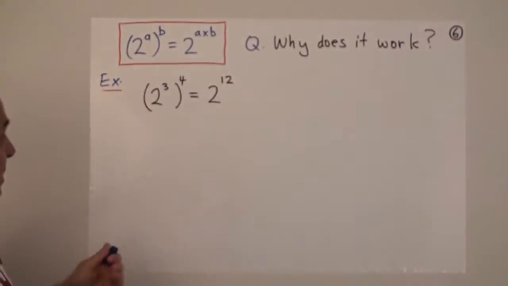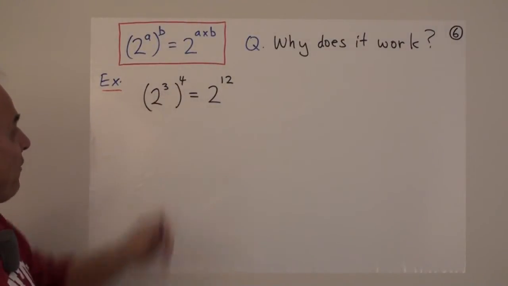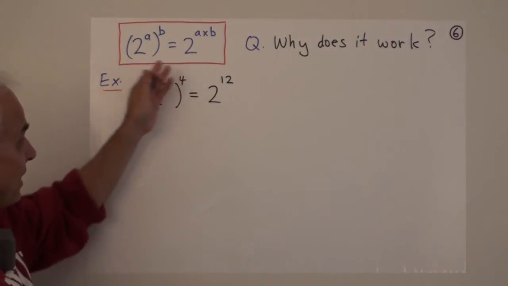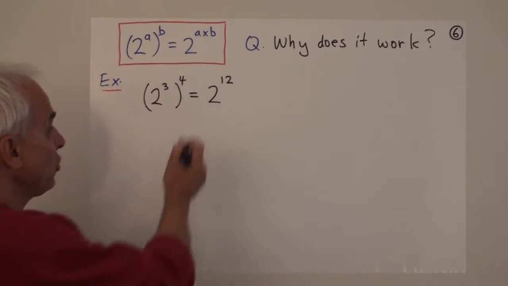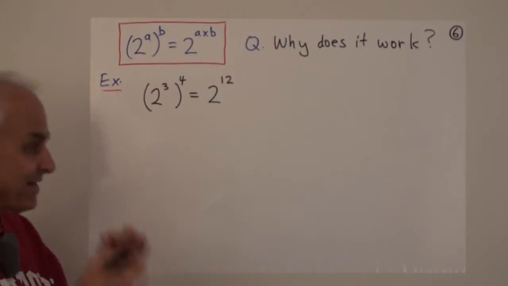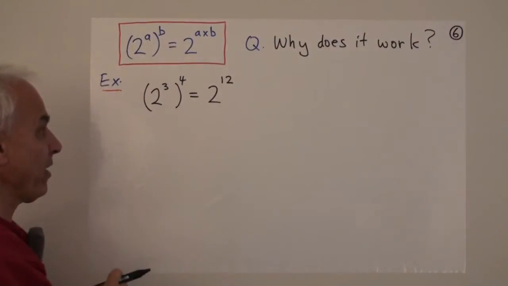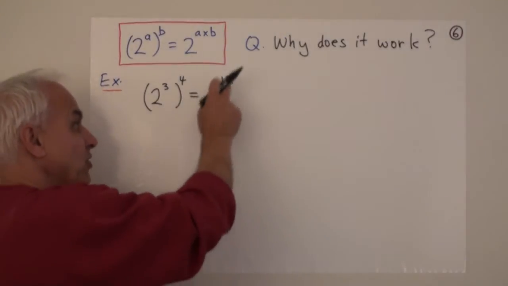You could say, let's look at a special case. Let's look at the case 2 cubed all to the 4th power. In this case, the rule says that should be 2 to the 3 times 4, which is 12. So let's see why it is that 2 cubed to the 4th power is 2 to the 12th.